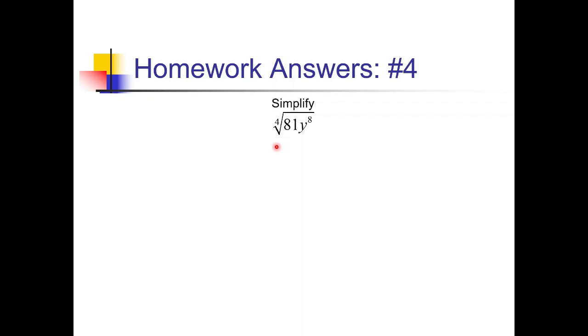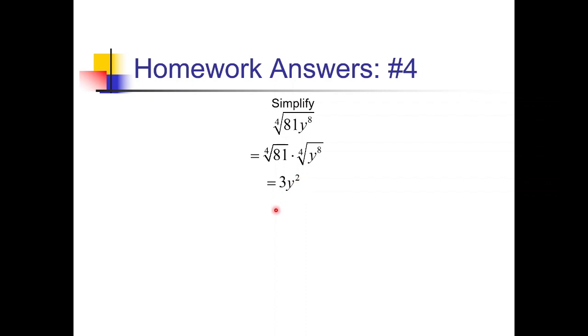To take the 4th root of this expression, I'm first going to split it up, just for my own sanity, into 4th root of 81 and 4th root of y to the 8th. 4th root of 81 is just 3, so that's a perfect 4th power. 4th root of y to the 8th, I have to divide, so we have 8 divided by 4 gives me y squared. Since this is an even exponent, I don't need an absolute value, so 3y squared is my final answer.